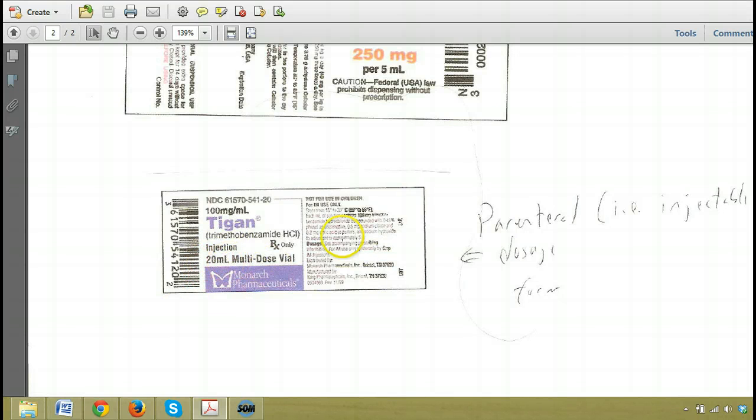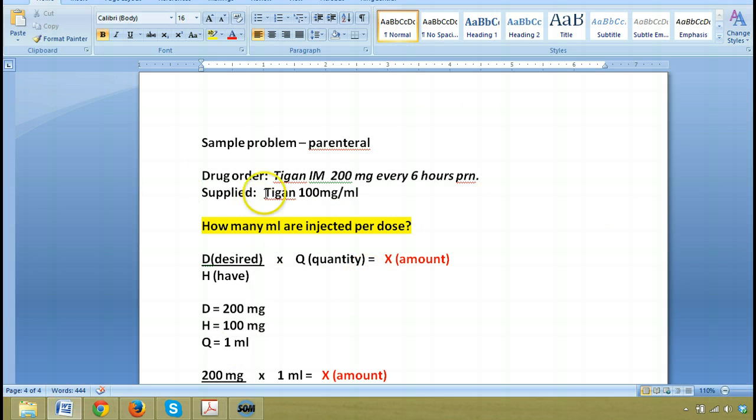There's a total of 20 mils in this vial, but remember, we don't need that 20 mils to do these calculations. That's just telling you the volume of that whole bottle or that vial. The mils that we're interested in for our calculation is the mil that's in this strength, 100 milligrams per mil. But that's what that label looks like. So we will go back to our problem. And the question is, how many mils are injected per dose? How many mils are you going to draw into that syringe out of the vial and inject in the patient?